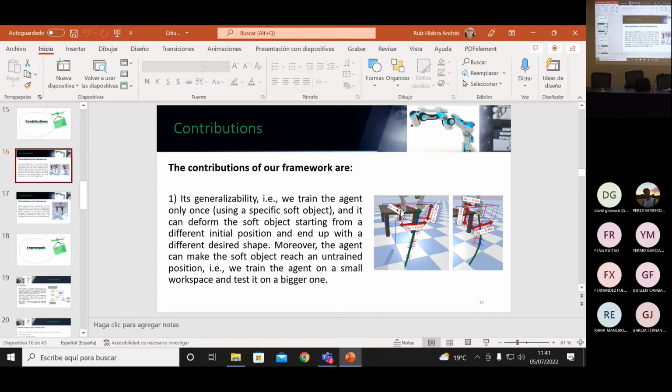I am a physicist. So my question is, if the parameters you measure to train, you consider some physical parameters, for example, the torsion or the pressure, or even some sensors the robot has to measure this kind of parameters, not only the shape of the object?